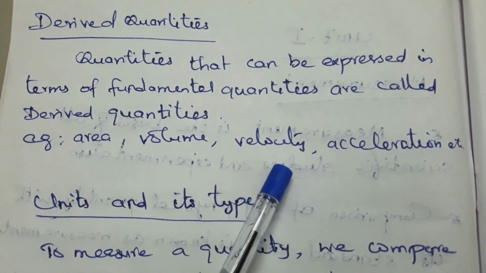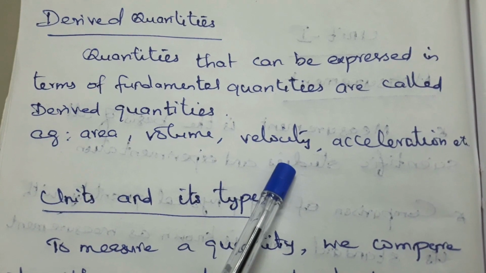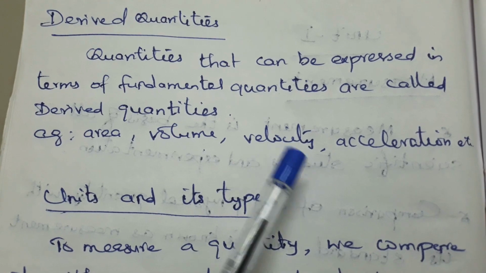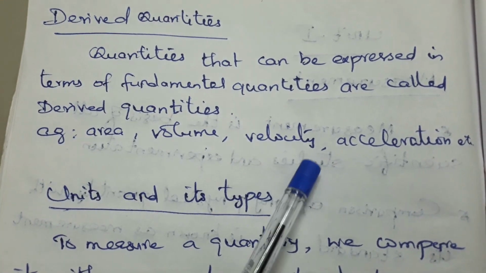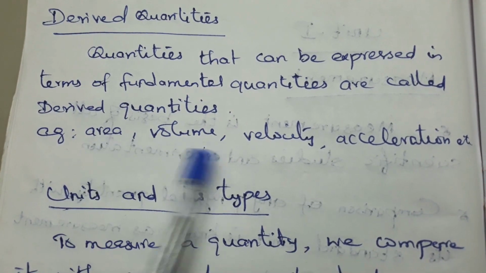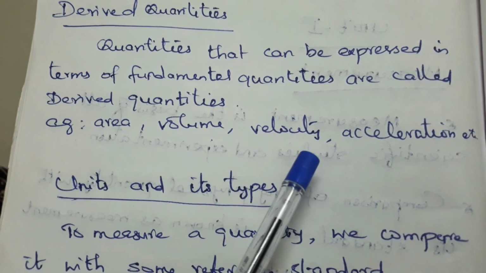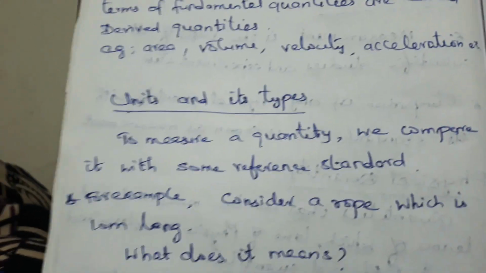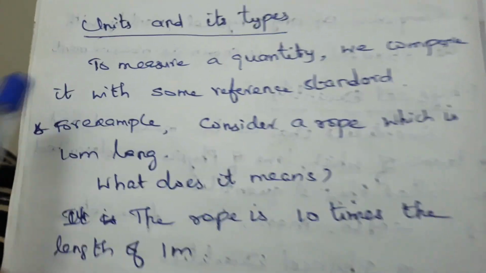Velocity. Velocity means rate of change of displacement. So, displacement and time are the fundamental quantities. Velocity can be derived from displacement and time. So, these are the examples of derived quantities. So, fundamental quantities and derived quantities we have discussed.